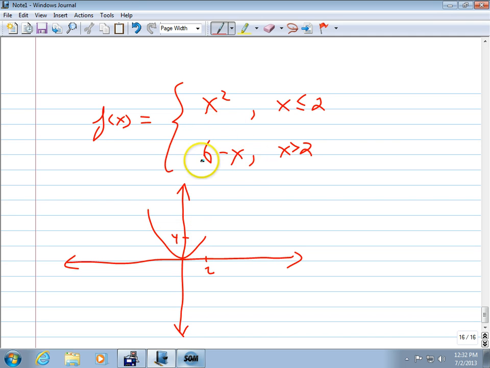Now, how do you graph this? Notice what I'm saying is I'm only graphing this much of the parabola up to this closed point here because it says equal to 2 is allowed. Okay? If it wasn't equal to 2, I'd have an open circle.